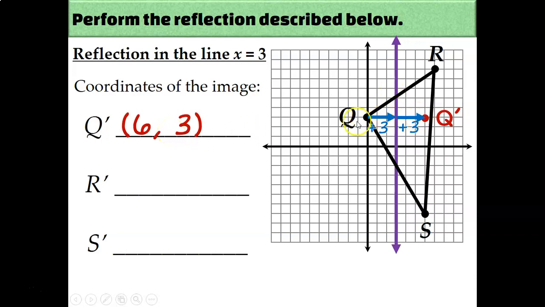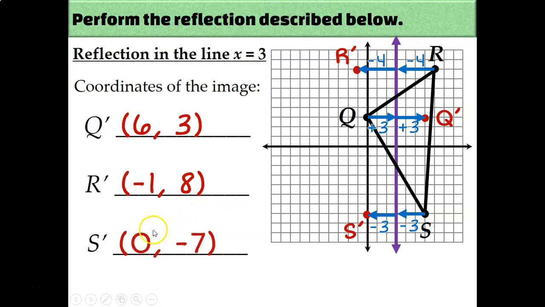So I went to the right to get from Q to the line of reflection and from the line of reflection to Q prime, but now I need to go to the left to get from R to the line of reflection, and then from the line of reflection to R prime. So R prime is the point -1, +8, and S, I go to the left 3, go to the left 3 more, and I get S prime as the coordinates 0, -7. So this triangle is the image after reflecting the triangle RQS in the line x equals 3.